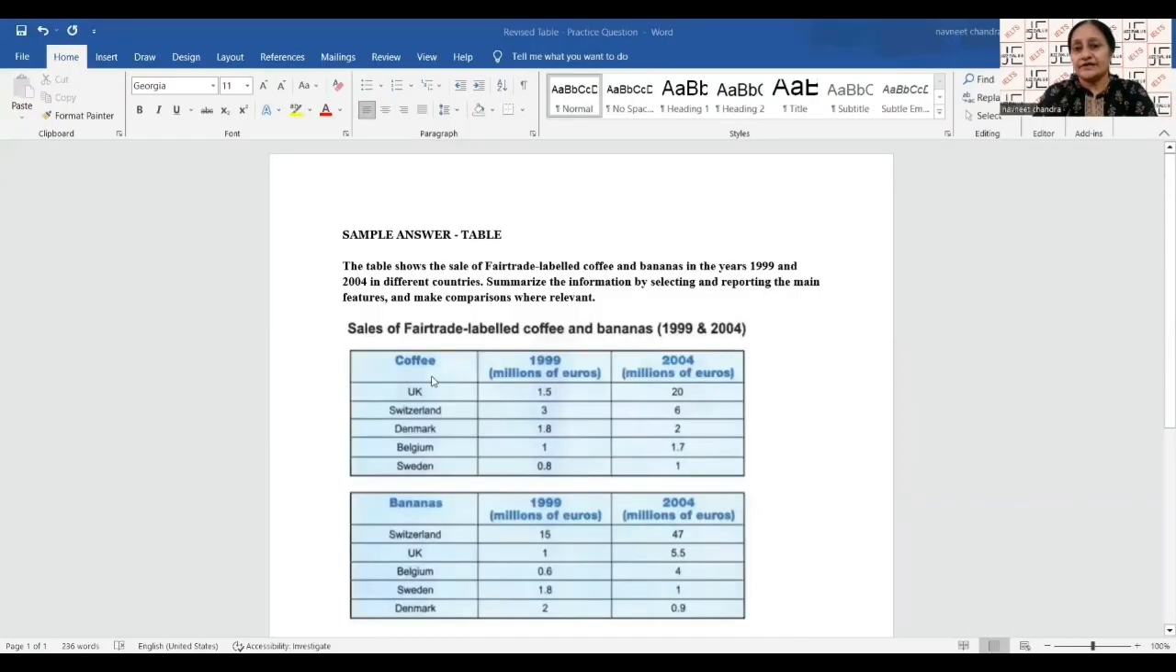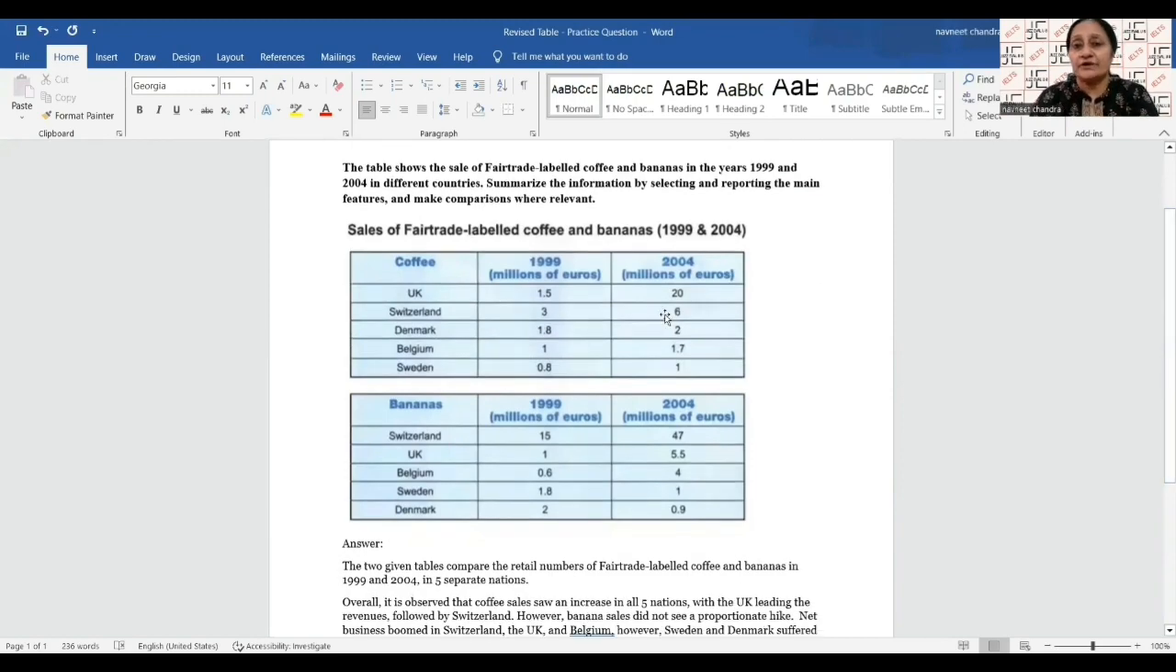Now let's see this. Two tables are given here: one table shows coffee and the second one shows banana. It shows the sales of both in the years 1999 and 2004. Now you need to see which countries are making a huge profit, whereas there are some other countries which are making losses. Are all of them making profits in coffee? And what about bananas? So let's first see, the 2 years given are 1999 and 2004.